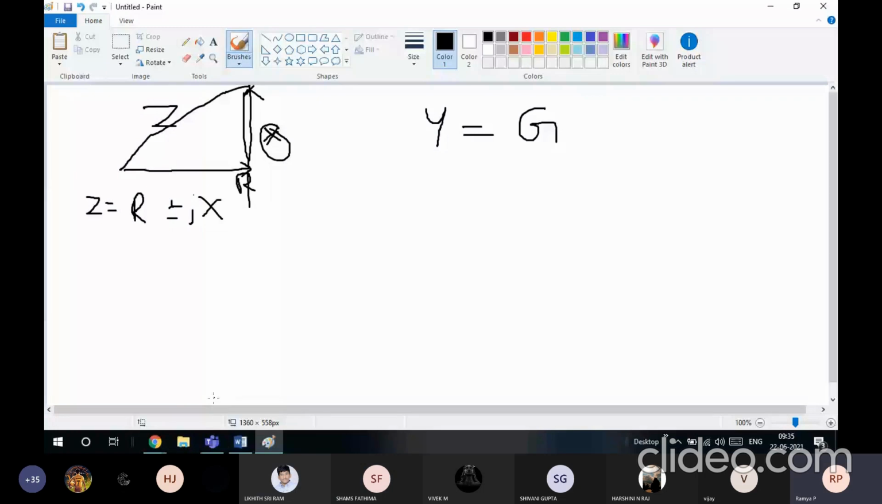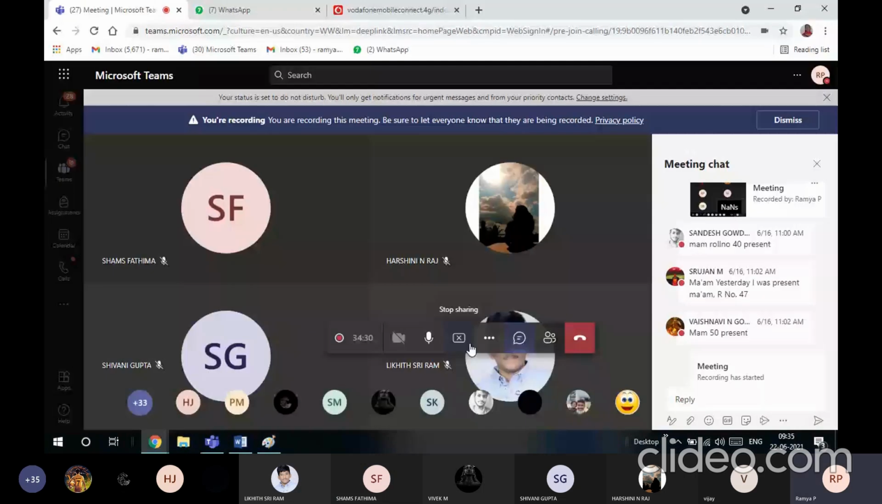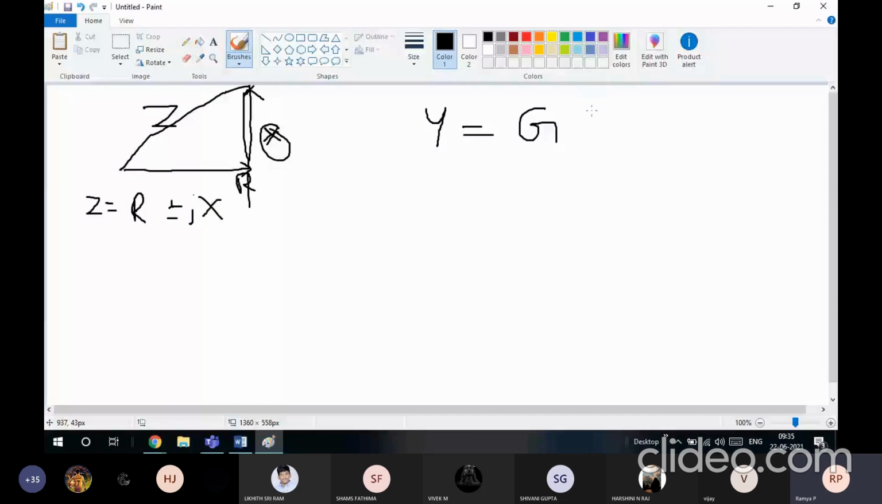So okay, see here, Y is equal to G plus or minus jB. This is the equation for admittance. If I want to draw the admittance Y, what is the X component from this expression? Can anyone guess? It is G. So the X component is G, the Y component is B, and the hypotenuse will be Y.